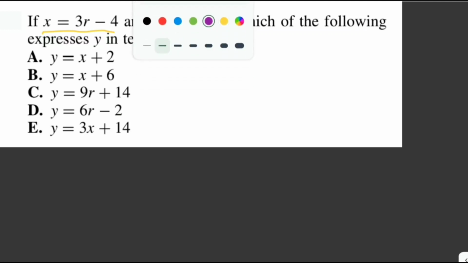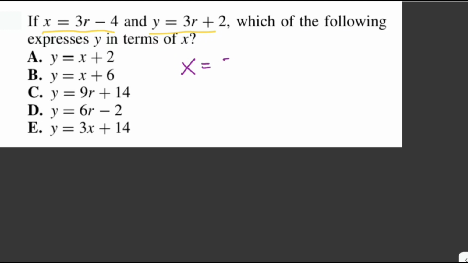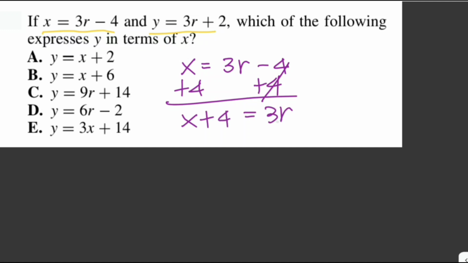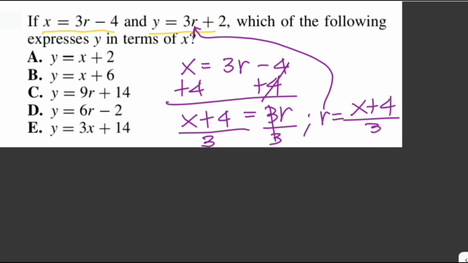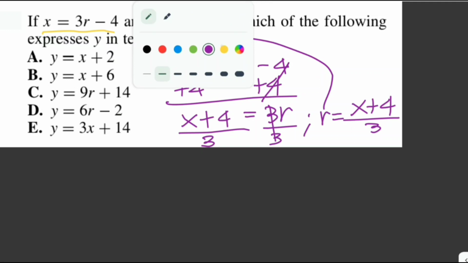So let's do that. So x equals 3r minus 4. We add 4 to both sides. This cancels out, so this is just x plus 4 equals 3r, and we divide both sides by 3. Therefore, r is just equal to (x plus 4) over 3, and then we can substitute the value of r here, so we can write y in terms of x.